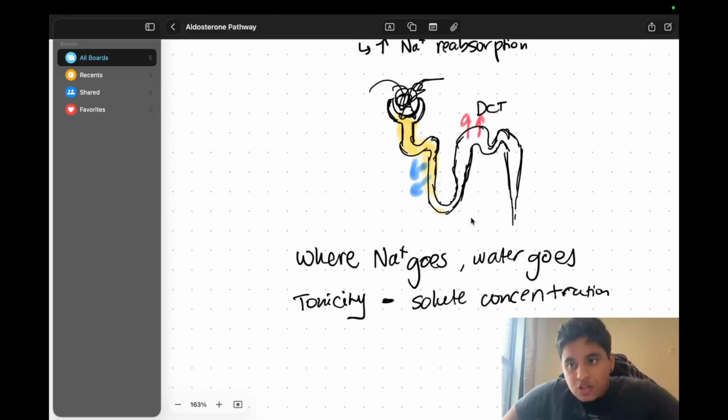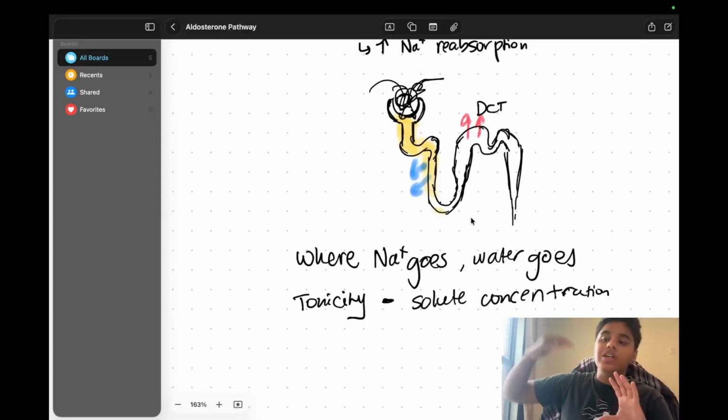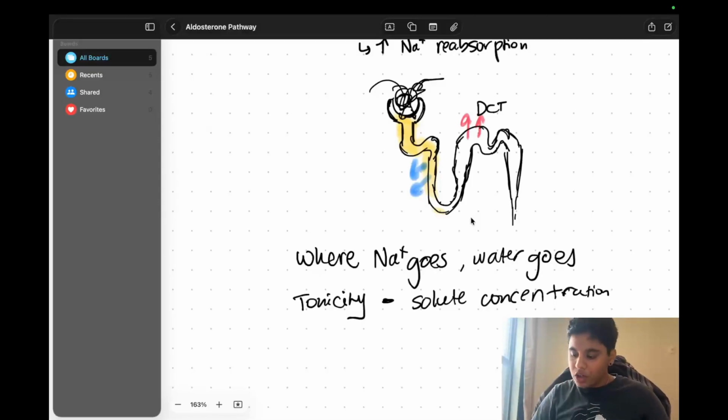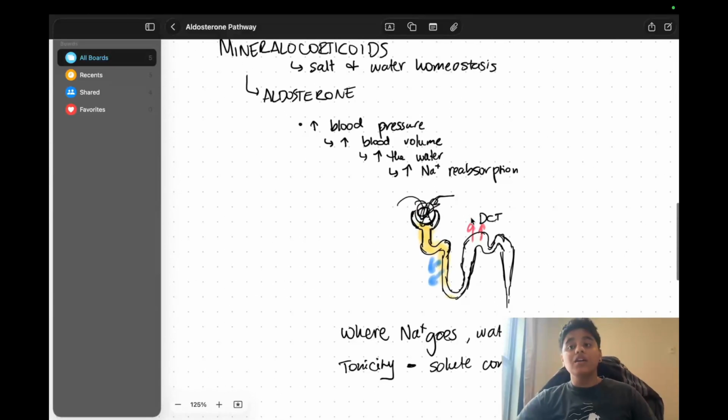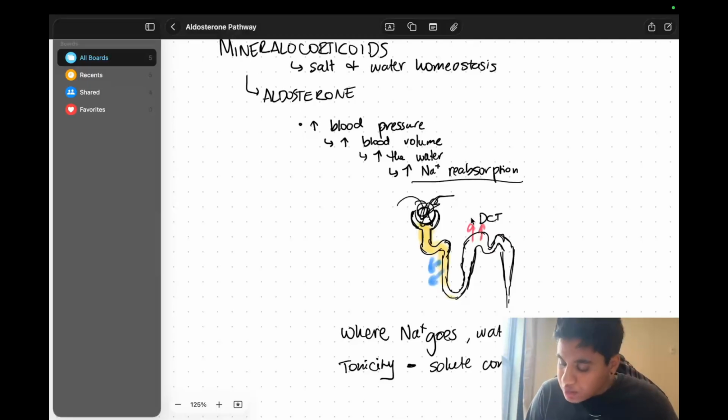Right. So your body wants to maintain the solute concentration, right? So if it increases the amount of sodium, then it also wants to increase the amount of water, right? So essentially what aldosterone does to increase the blood pressure is it increases the blood volume by increasing the amount of water, but the way that it increases the amount of water is by increasing the amount of sodium. So it takes in a bunch of sodium, and then when the sodium leaves, the water kind of follows, right? So then water is going to follow out into the blood.